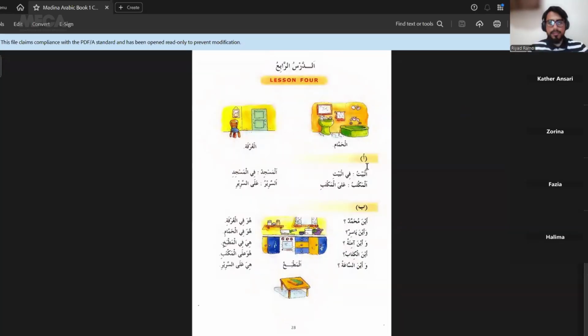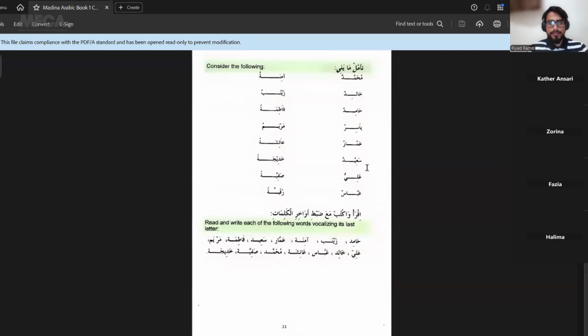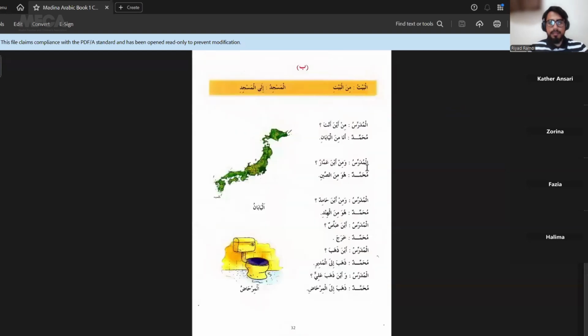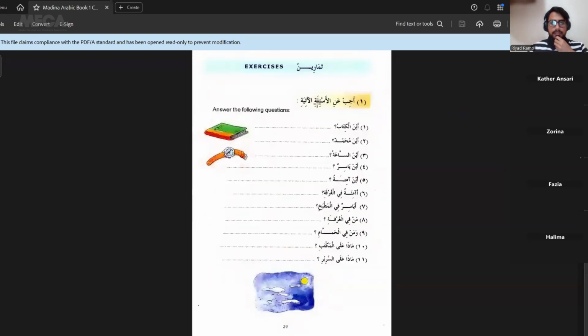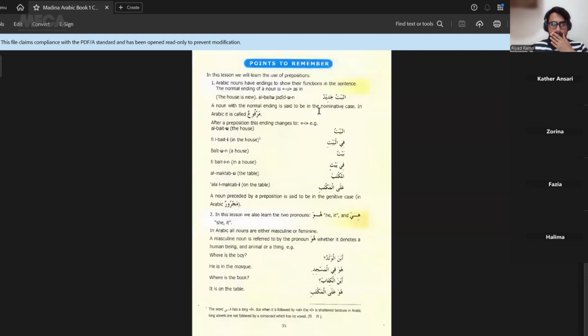Right. We're on Think lesson 4, but we didn't complete it. It was very long. You see it's split into two sections. You have Aleph and you have Ba.